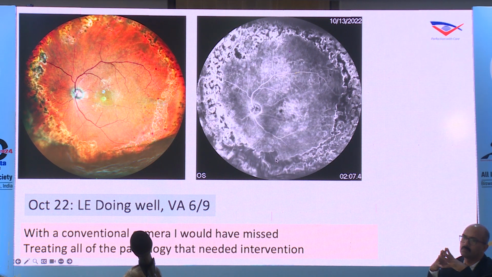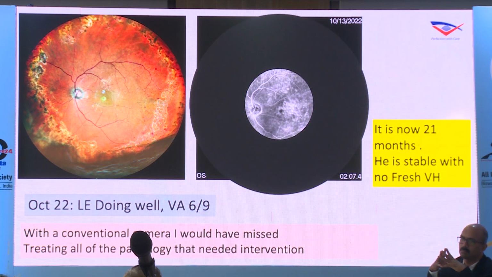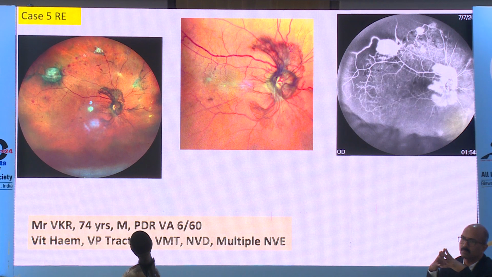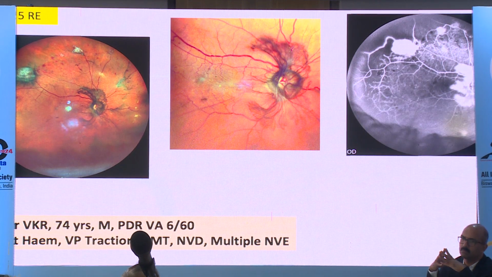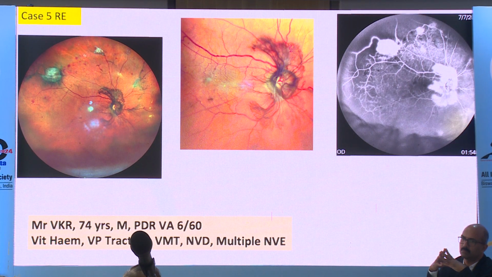And now I have followed this patient for the last 18 months, and he's doing well. He's not had a recurrence after that. So it's 21 months, sorry. So then we treated the same patient in the right eye. He had similar pathology. You can see a large area of NV in the periphery.